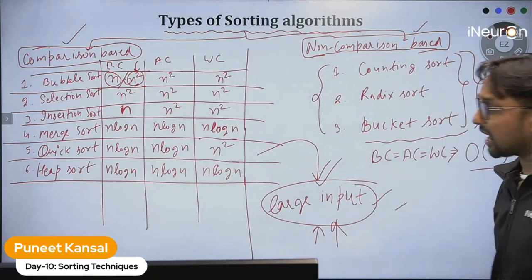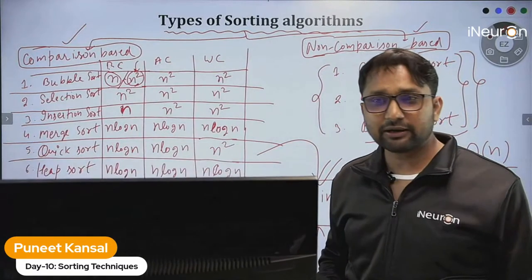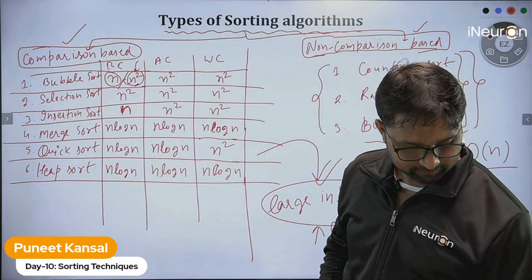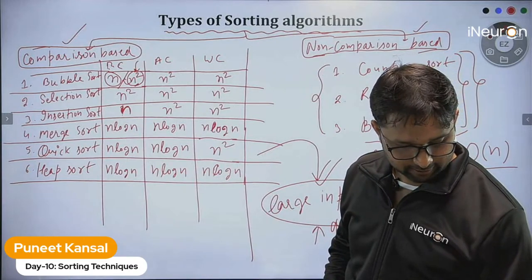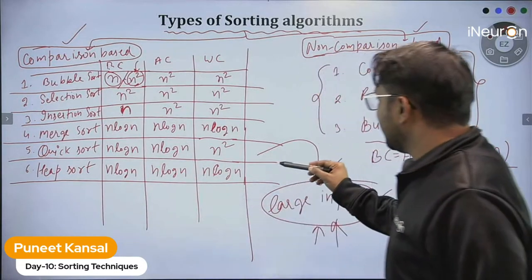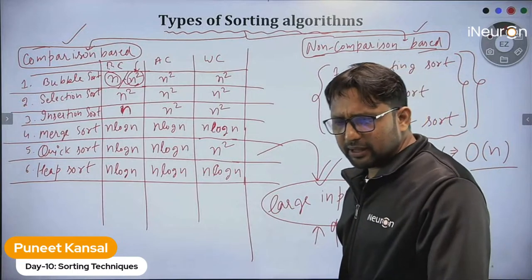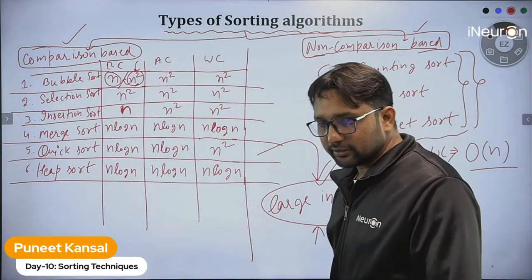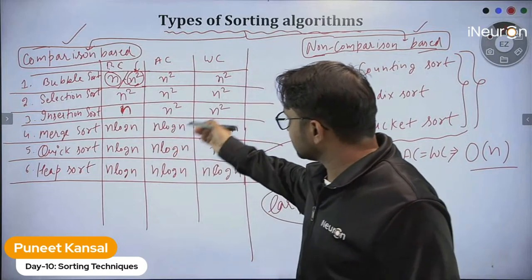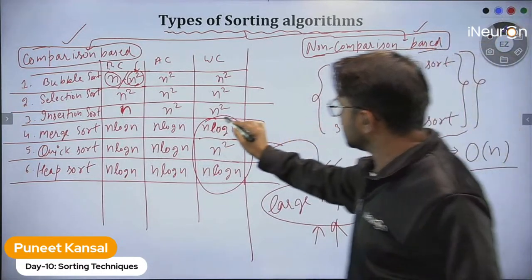For large input, quick sort is the best sorting algorithm actually. There may be a question over here, that people are saying merge sort is better. If we compare the time complexity, see the time complexity over here.